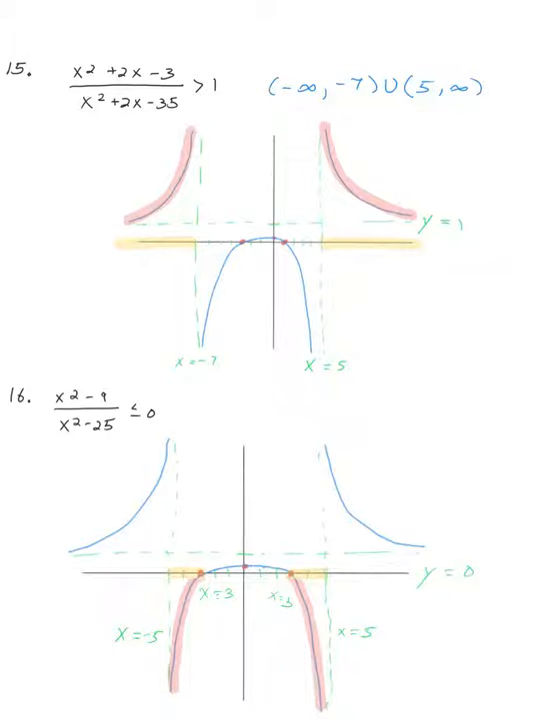Therefore, my answer to this problem is everything from negative 5 up to and including negative 3. Also, everything from positive 3 up to and not including positive 5. And that's the answer to 16.